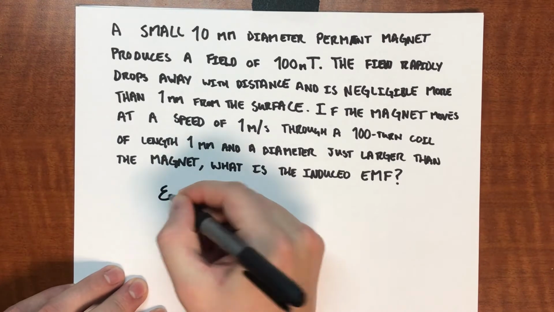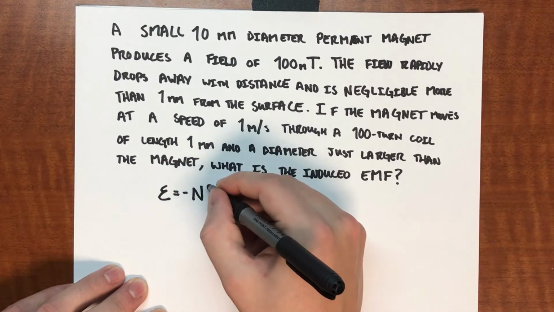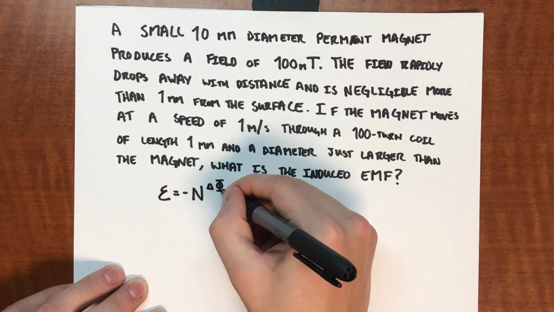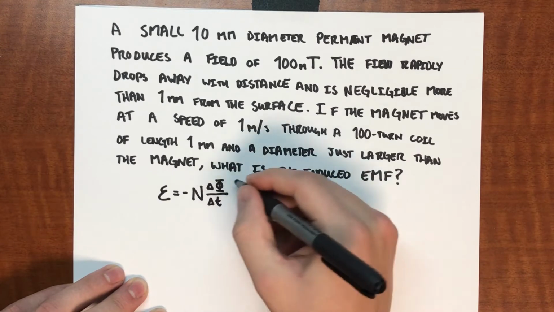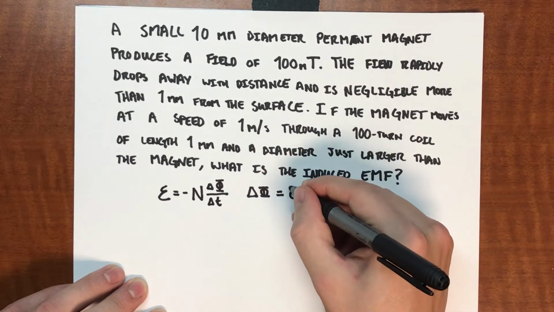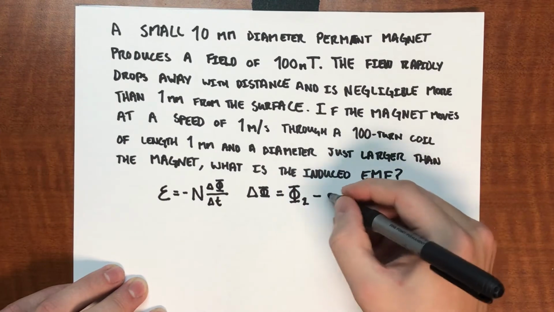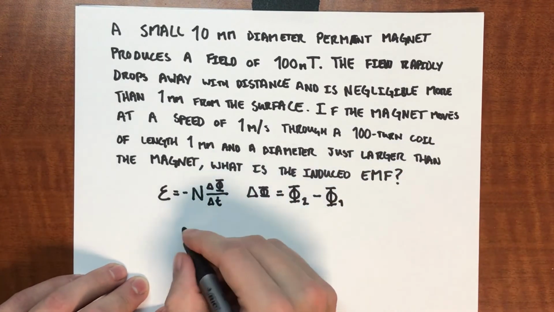So to start working through this problem, we want to start by writing down the equation for Faraday's law. That's going to be the EMF is equal to the number of turns times the change of flux divided by the change in time. After that, we're going to write down the equation for change in flux, which is just flux 2 minus flux 1.